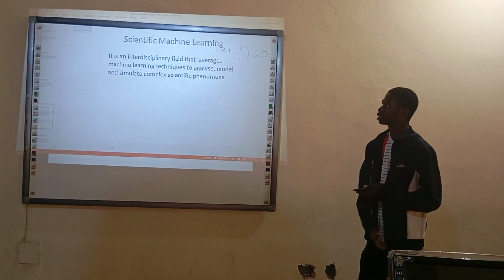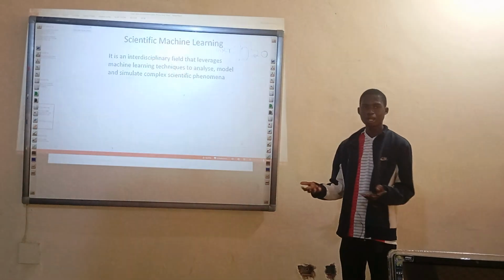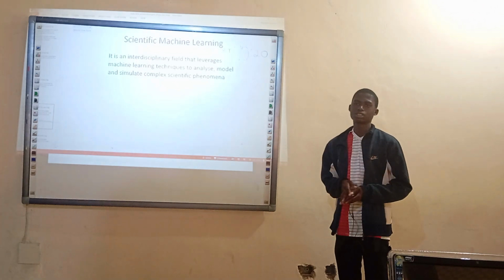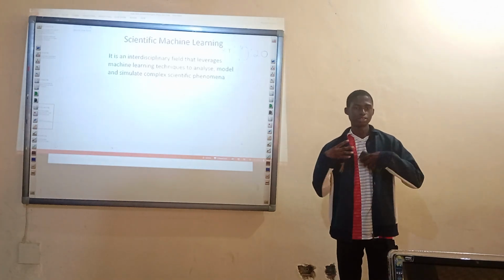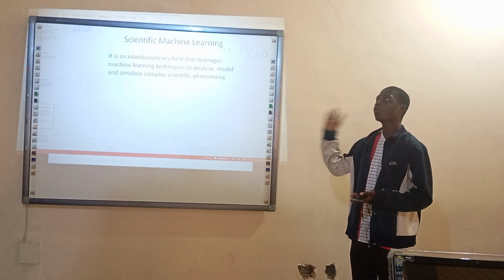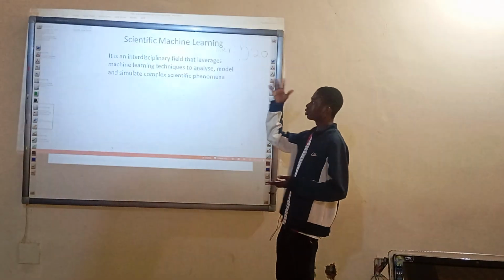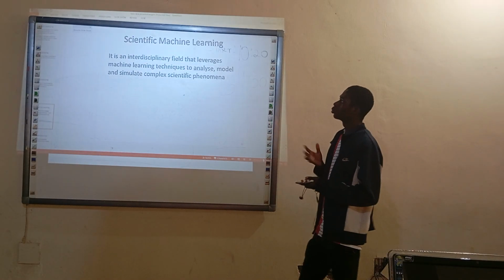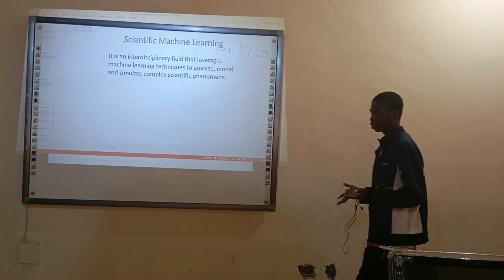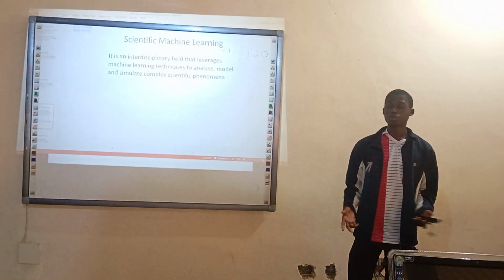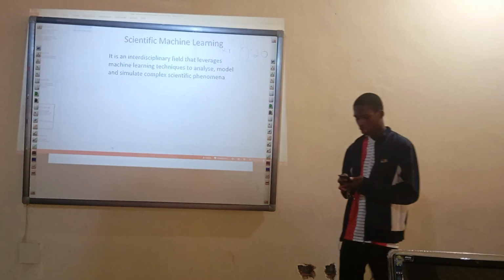And mind you, in scientific machine learning, the data required to solve all of these problems or perform all of these tasks is not usually there for us. So that's why data quality is one problem that people in the field of scientific machine learning face. The data is not readily available because it needs a lot of data. So that is one challenge in scientific machine learning.